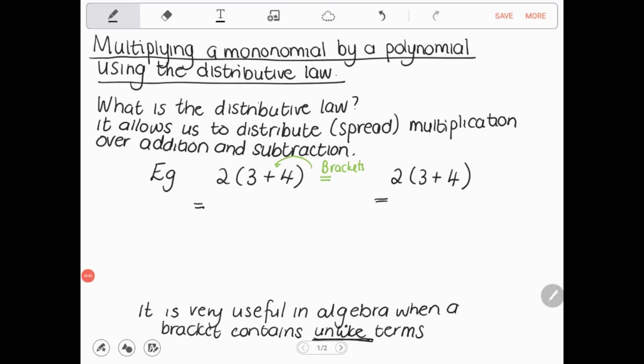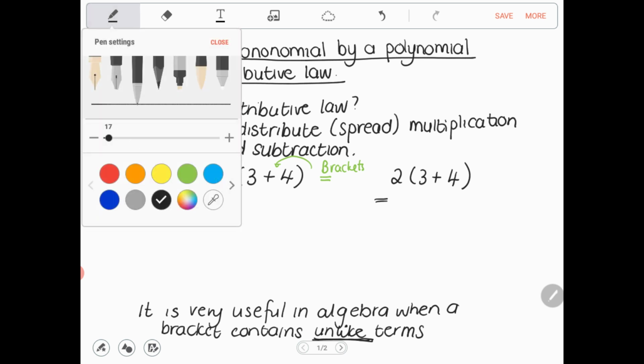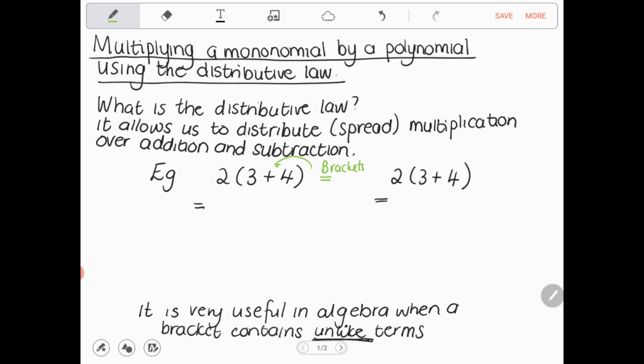We are multiplying a monomial by a polynomial, and we use the distributive law to help us in algebra. I just want to quickly look at what the distributive law is. You have used it earlier in the year. What we did was we distributed, or spread, multiplication over addition and subtraction.